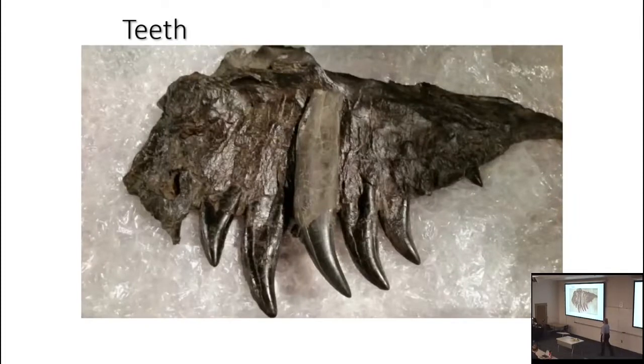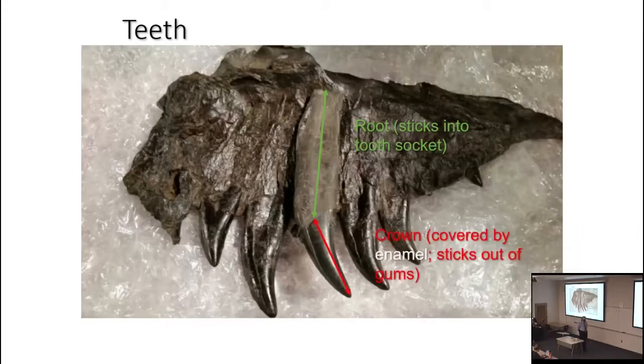Okay, let's talk about the teeth. Each tooth in a dinosaur is in a socket. It has a root that extends into the socket and a crown that sticks out of it. The crown of the tooth is covered by a special type of bone-like material called enamel. And enamel is the very toughest material that a vertebrate body can produce. So teeth typically preserve very well.